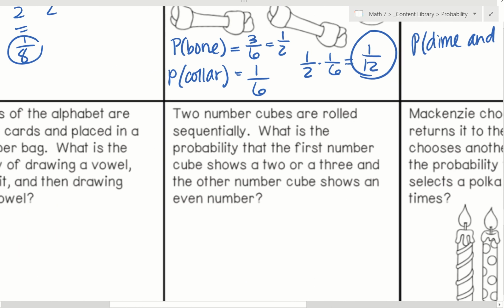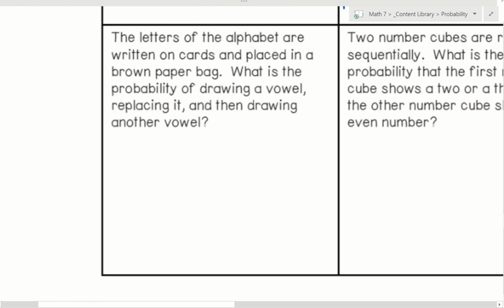Okay, 3 more questions, my dears. The letters of the alphabet are written on cards and placed in brown paper bags. What is the probability of drawing a vowel, replacing it, and then drawing another vowel?